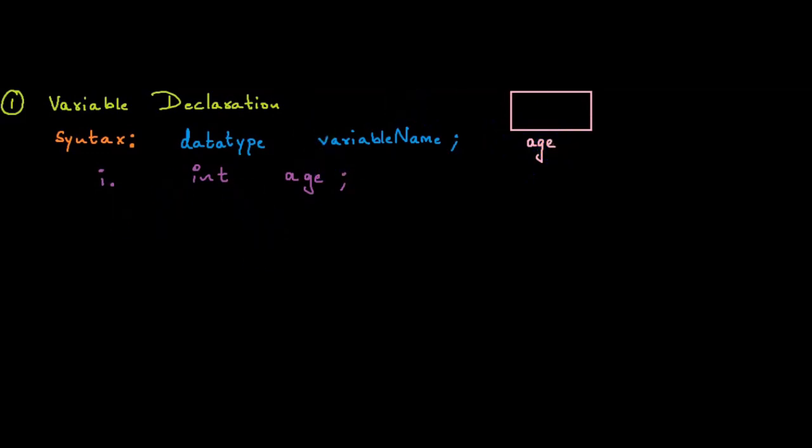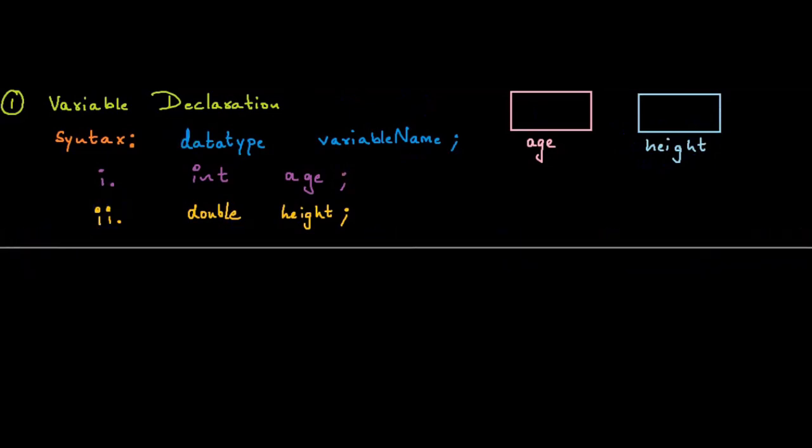Similarly, one more necessity: I want to store the height of a person. Height is a decimal value, so I can use either float or double. But the most commonly used, default data type is double. So double, the variable name is height, and I terminate using a semicolon. Internally, one more container got created, and that container name is height. It is going to store a decimal numeric value, because the data type is double. So we have understood how to declare a variable.